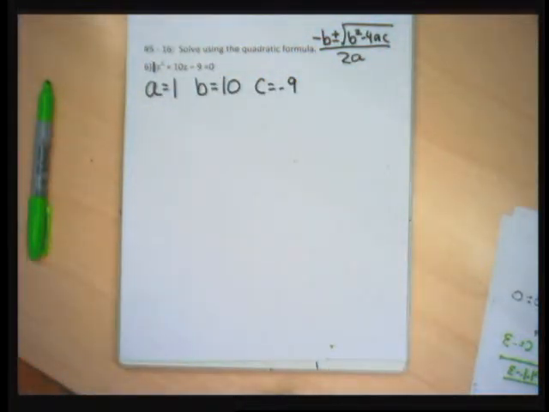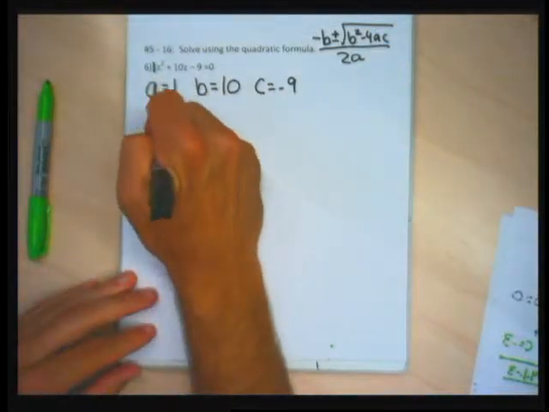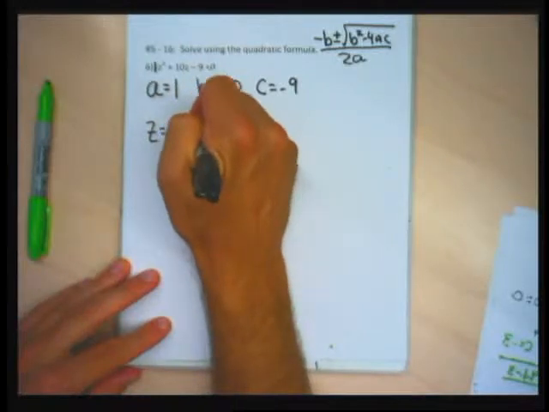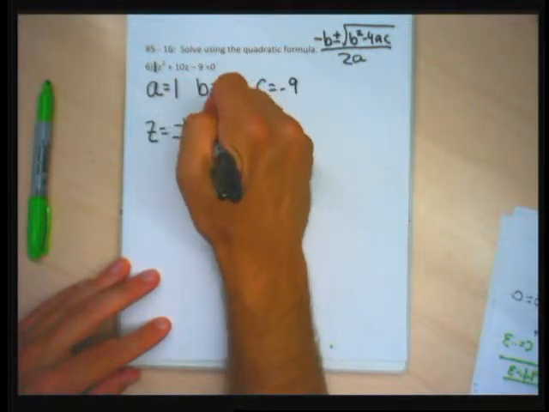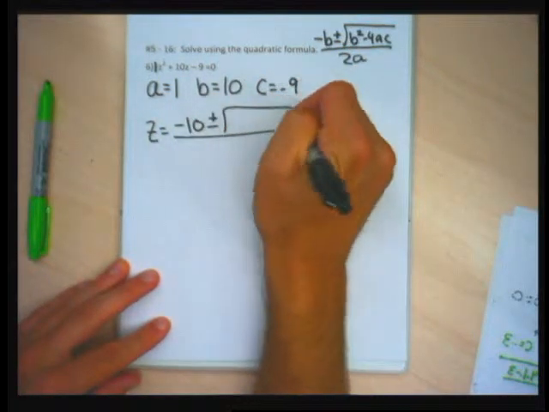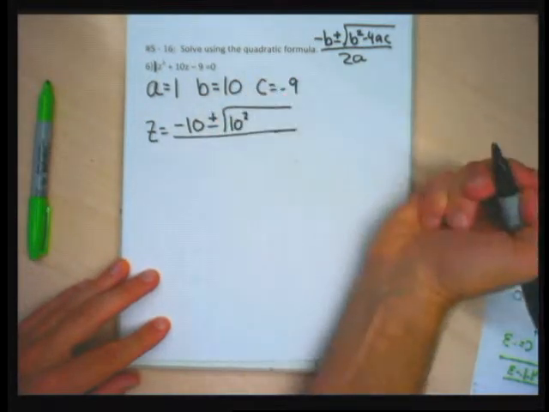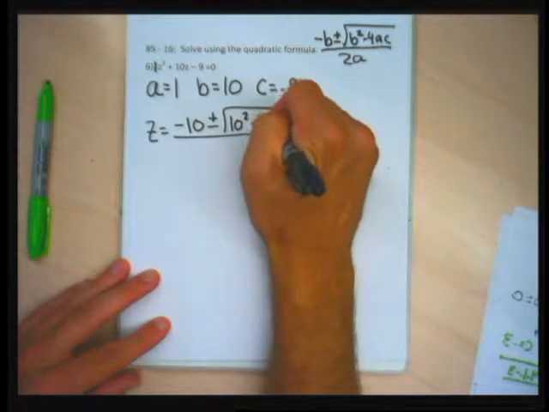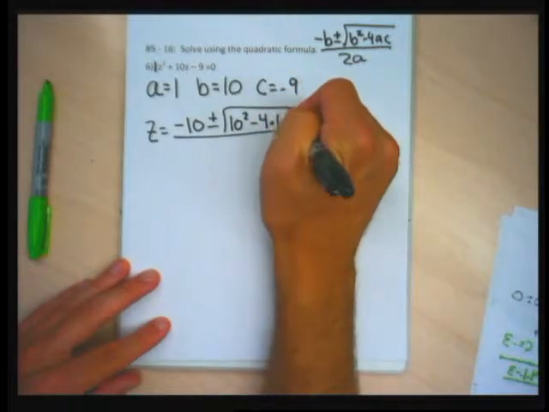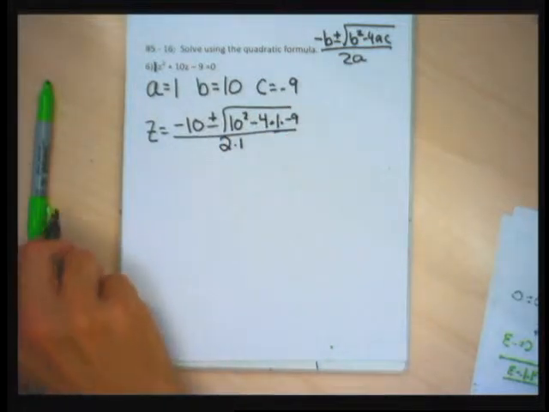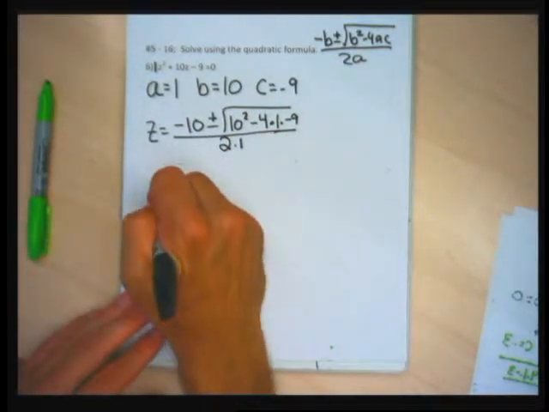It's actually prime. So I'm going to go z equals, and then negative b is going to be -10. And then the plus or minus symbol. If the b was negative, it'd have to be in a parentheses. It's not negative. It doesn't have to be in a parentheses. So 10 squared minus 4 times 1 times -9 over 2 times 1. And I'll do it by hand the best I can.